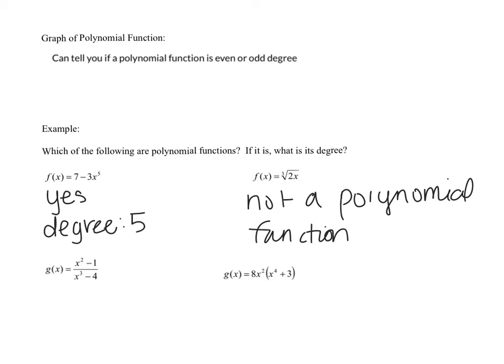Next we have g of x equals x squared minus 1 all over x cubed minus 4. Now while x squared and x cubed are positive whole number exponents, if I have a rational function such as g of x, anytime a variable appears in the denominator, if I would write it out as a single function, it would actually be a negative degree, which would not be positive, which means this next example is also not a polynomial function.